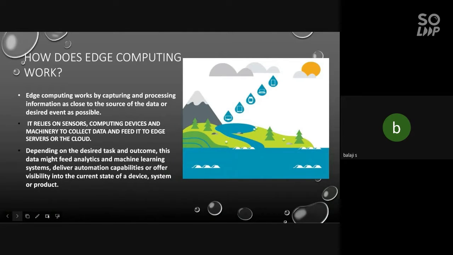How does edge computing work? Edge computing works by capturing and processing the information as close to the source of the data or desired event as possible. Depending upon the desired task and outcome, the data might feed analytic and machine learning systems, deliver automation capabilities, or offer visibility into the current state of the device, system or product.